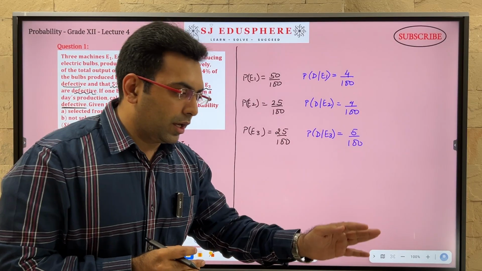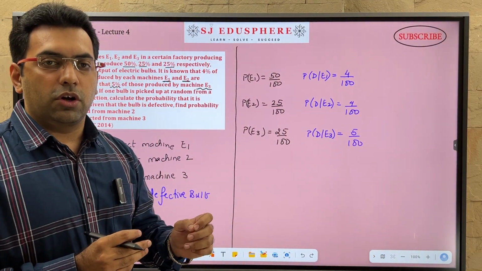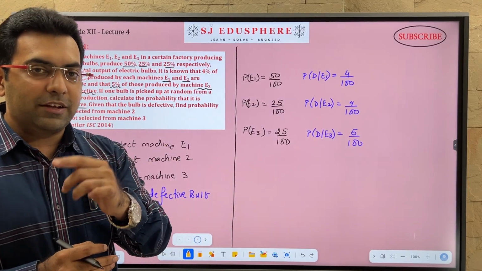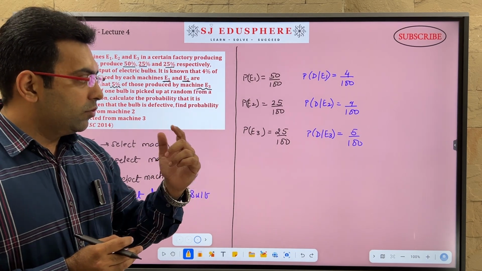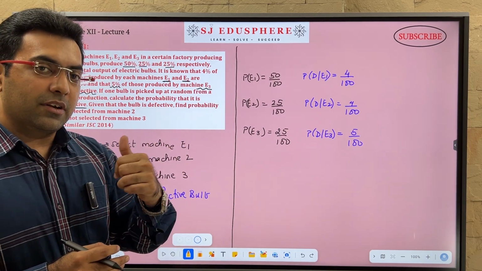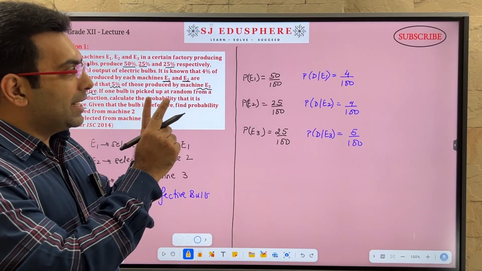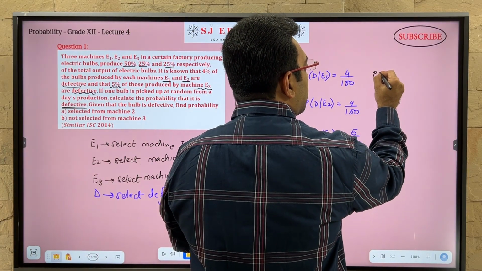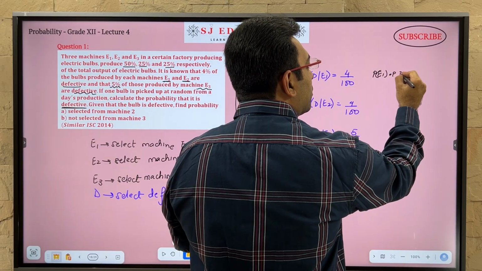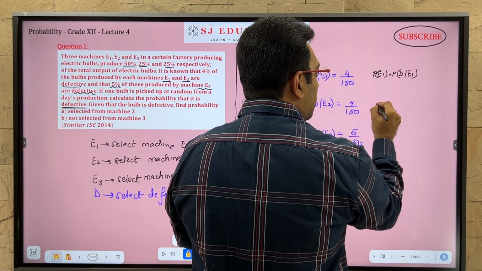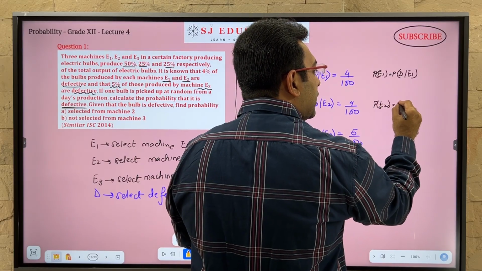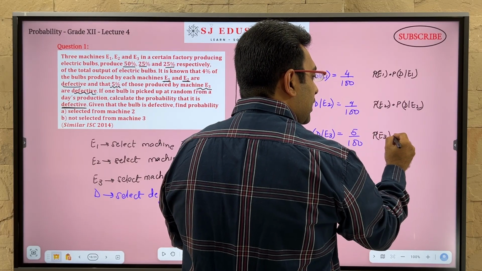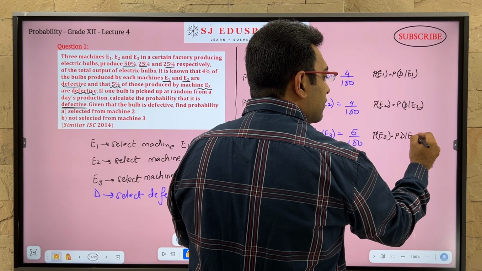Okay. Now, what can happen if you want to get a defective? You will visit machine 1, select a product, is it defective or not? Or you will visit machine 2 and get a defective from machine 2, or you will visit machine 3 and get a defective given it is from machine 3. Means I have to multiply these two values. Hence, my other value over here is probability E1 into probability D given E1, probability E2 into probability D given E2, probability E3 into D given E3.